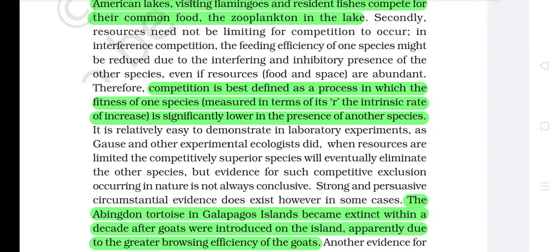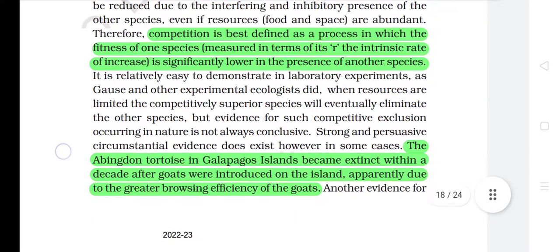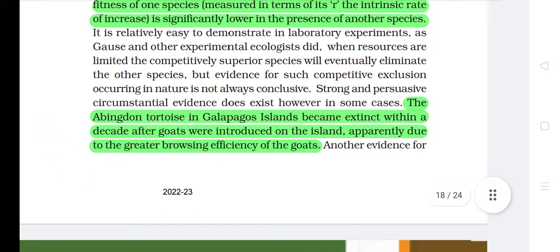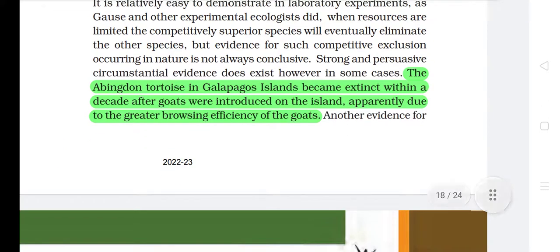Therefore, competition is best defined as a process in which the fitness of one species, measured in terms of its r, the intrinsic rate of increase, is significantly lowered in the presence of another species. It is relatively easy to demonstrate in laboratory experiments, as Gause and other experimental ecologists did. When resources are limited, the competitively superior species will eventually eliminate the other species, but evidence for such competitive exclusion occurring in nature is not always conclusive.